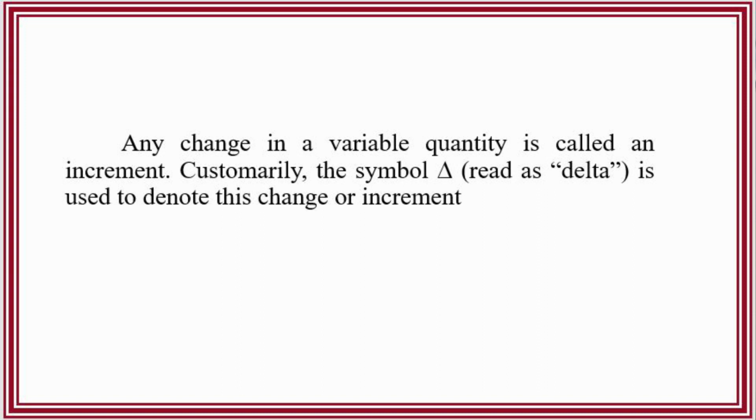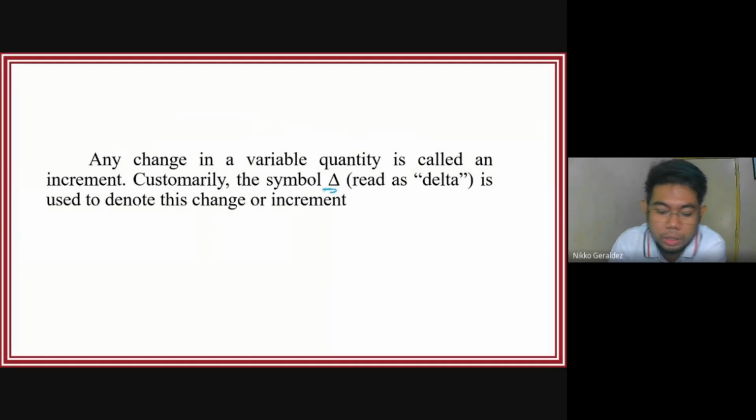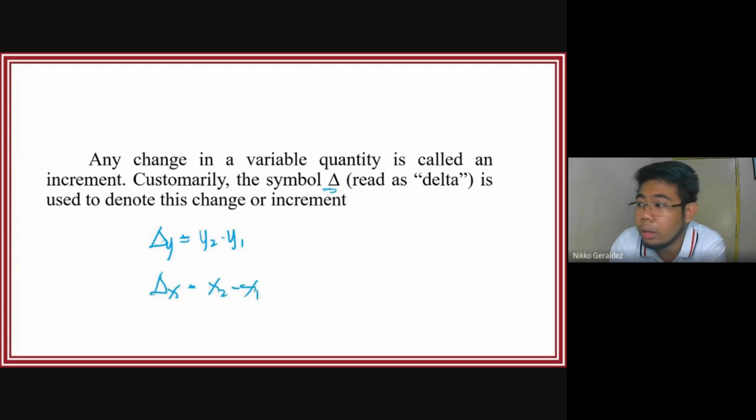So, the rate of change. Change in variable. In calculus, the change of variable is usually the change in y and change in x, or the change in the dependent variable y, delta y, that is y sub 2 minus y sub 1, and the change in the independent variable, delta x, that is x sub 2 minus x sub 1.